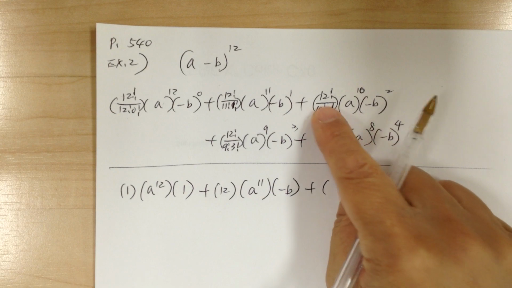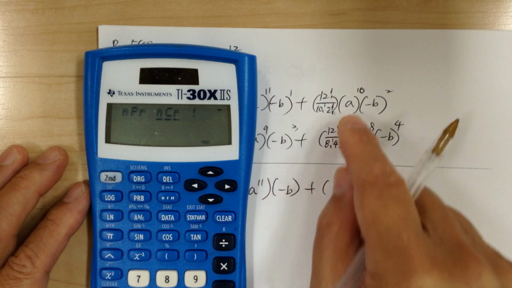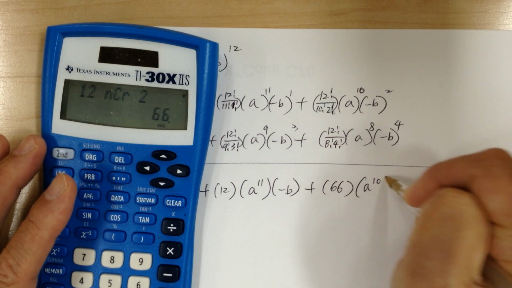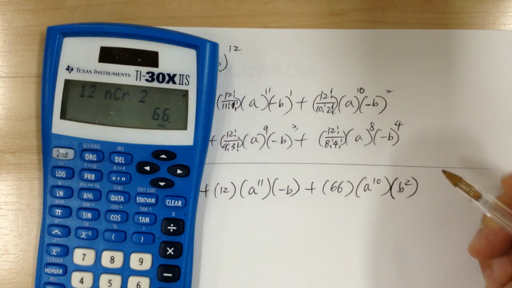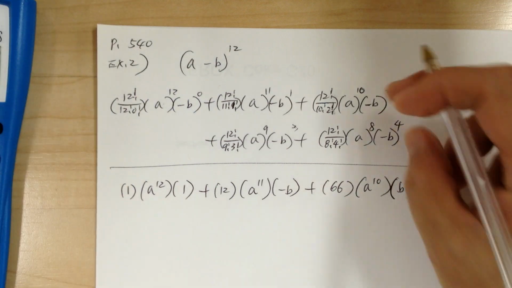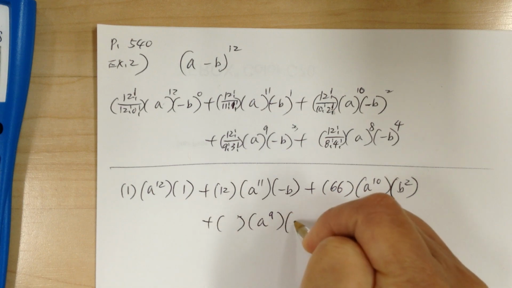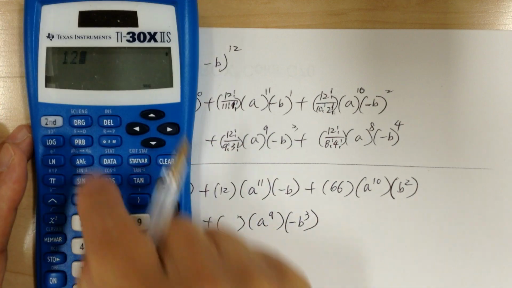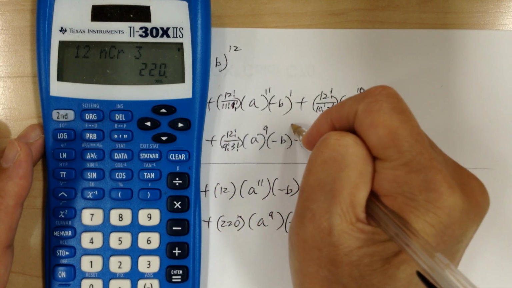The next one, you've got 12 NCR 2, so it'd be 66, a to the 10. Now negative b squared will give you positive b squared. Negative squared is positive, b squared is b squared. So make sure you simplify each parentheses. And this one would be 12 NCR 3, so it'd be 220.